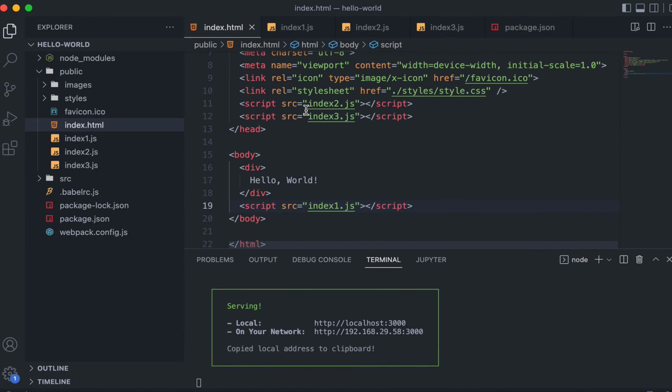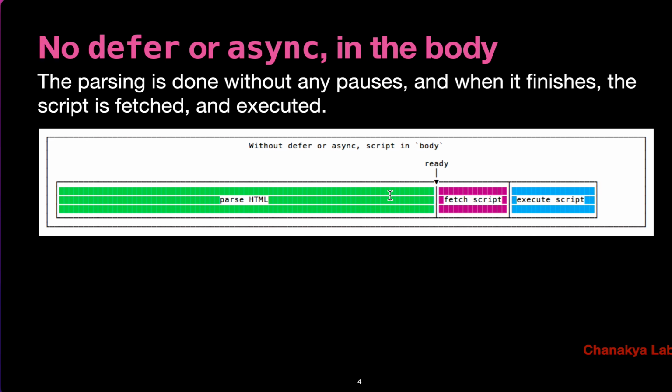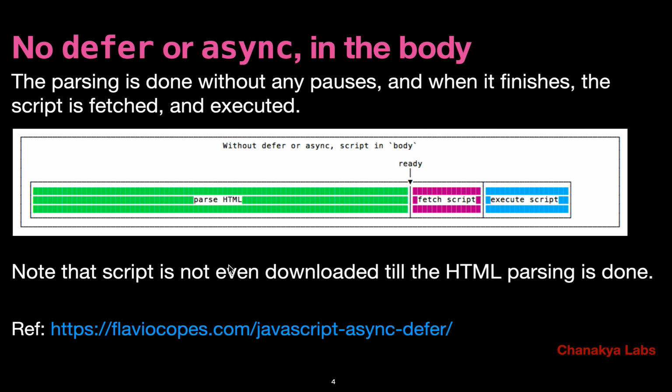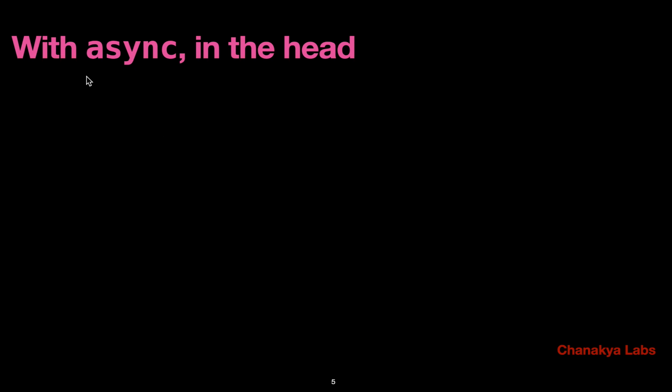So earlier this thing used to work fine. If we want it to execute in between, then we put it here. We don't want to execute it at the end, then we put it here. But now using defer and async, we are trying to do something like this. Now what is the difference between async and defer? First of all, you can again go here for reference, and we can observe here that the script is not even downloaded till HTML parsing is done. That is not what we want, and for that we come up with async and defer.